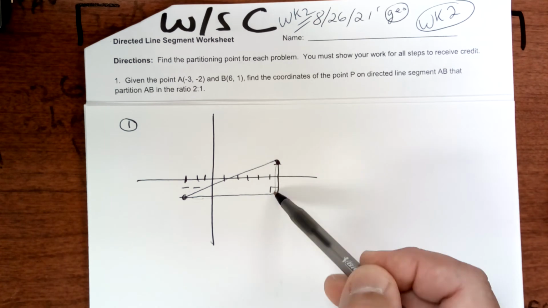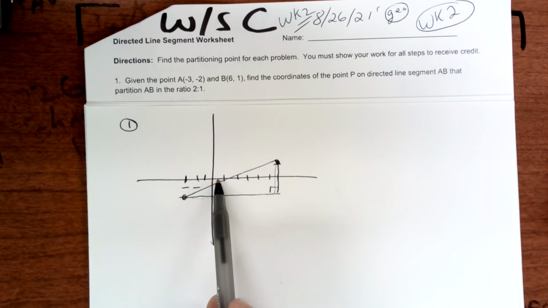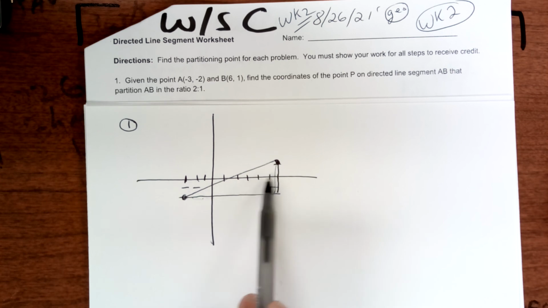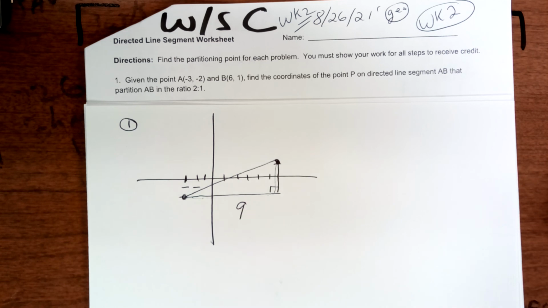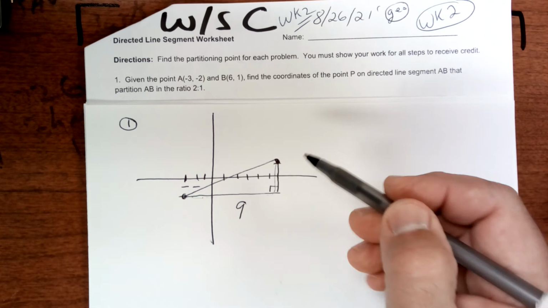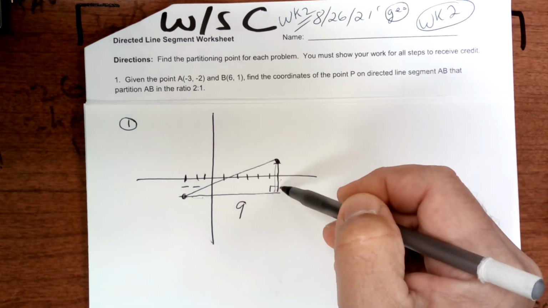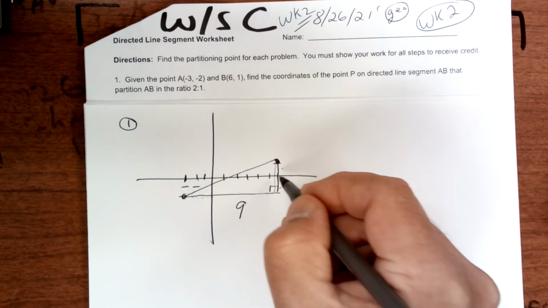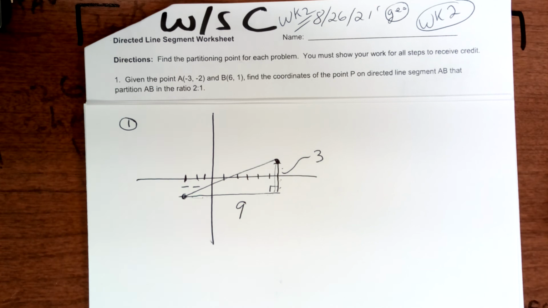So let's count. 1 space, 1, 2, 3, 4, 5, 6, 7, 8, 9. It looks like 9 on this side. Okay? 3 over here and 6 over there makes 9. And then right here, let me think now, we went down 2 spaces, that's 2, and then we went up 1. So this should be 3 right here. Okay? And that's your slope, really.